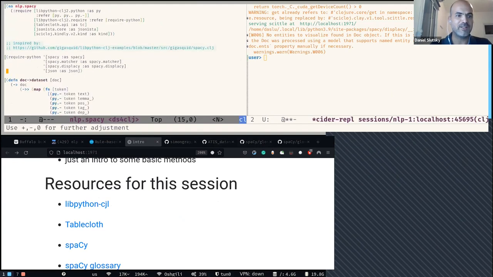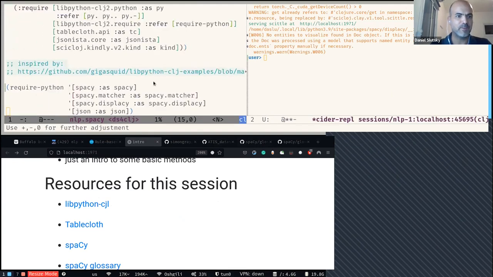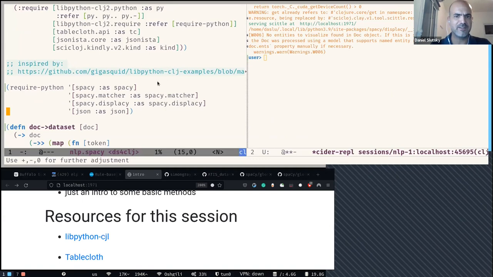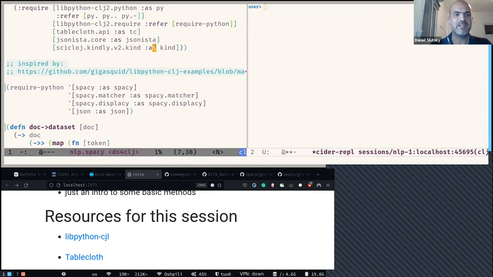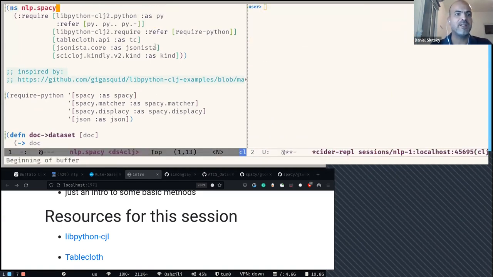You see, I created a little, is it big enough? I think it is, the screen. I created a little namespace in Clojure with a few wrappers in Clojure to the relevant modules of the spaCy Python package. And I'm using Libpython-clj.